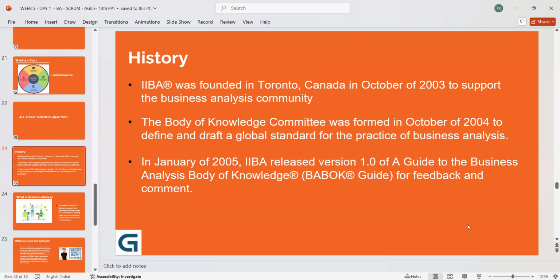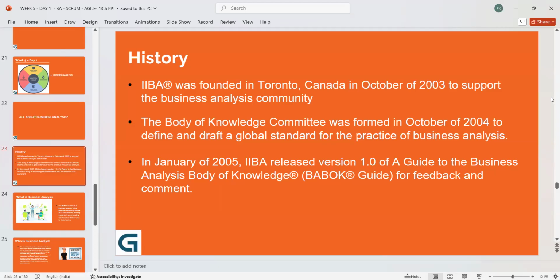IIBA was founded in Toronto, Canada in October of 2003 to support the business analysis community. So I was just saying IIBA stands for International Institute of Business Analysis. So IIBA, whatever you call it, the International Institute of Business Analysis was founded in Toronto in 2003. This is the background. Go ahead.